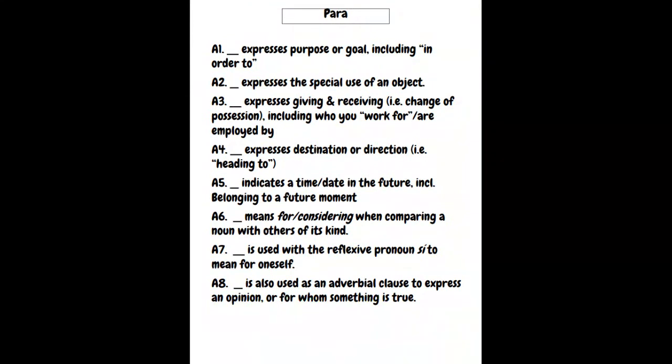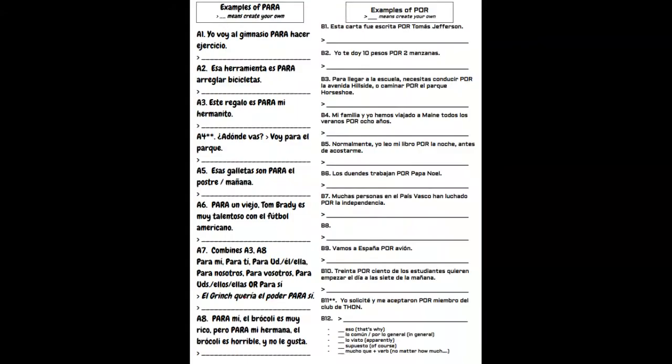A6. Use para to say for or considering when you're comparing a noun with others of its kind. All right, so a good example of this is, your nephew is really good at juggling and he's a little kid. You're like, wow, he's pretty good at juggling for a little kid. Now, if somebody was an adult and they were doing what he was doing, you'd be like, all right, no big deal. But for a little kid, that's pretty impressive. Or considering he's a little kid, that's pretty impressive. So, para un niño es muy talentoso. He's really talented for a kid. So, considering that he's a kid.